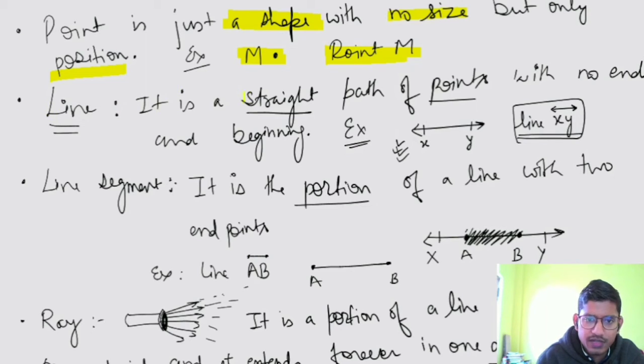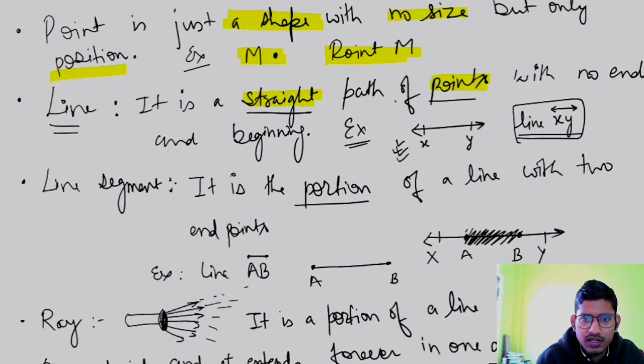The second thing is line. A line is a straight path of points. Very important thing. If we take points near to each other in a particular direction, we will form a straight path.